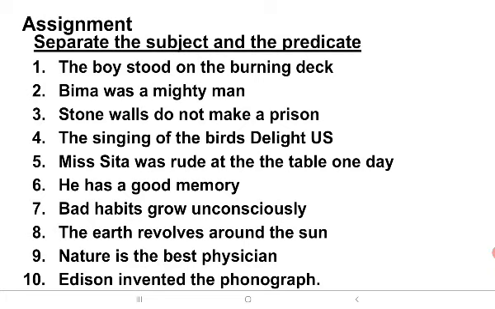Second question, Bhima was a mighty man. Third, stone walls do not make a prison. Fourth, the singing of the birds delights us. Fifth, Miss Sita was rude at the table one day. Question number 6, he has a good memory. Question number 7, bad habits grow unconsciously. Question number 8, the earth revolves around the sun. Question number 9, nature is the best physician. Question number 10, Edison invented the phonograph.